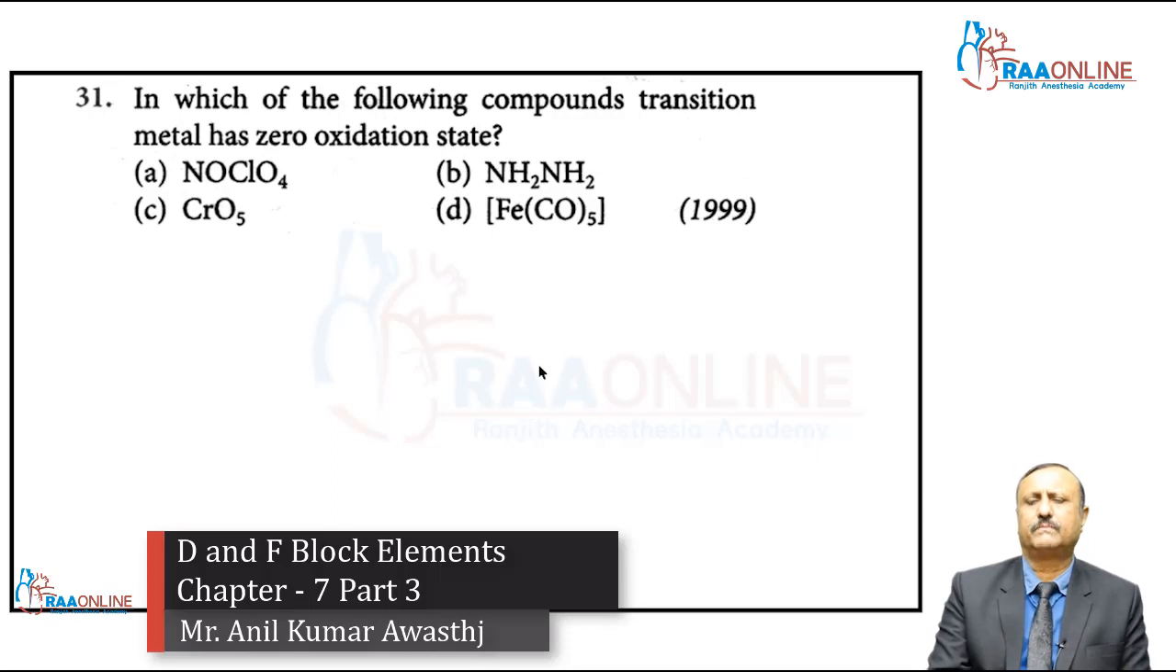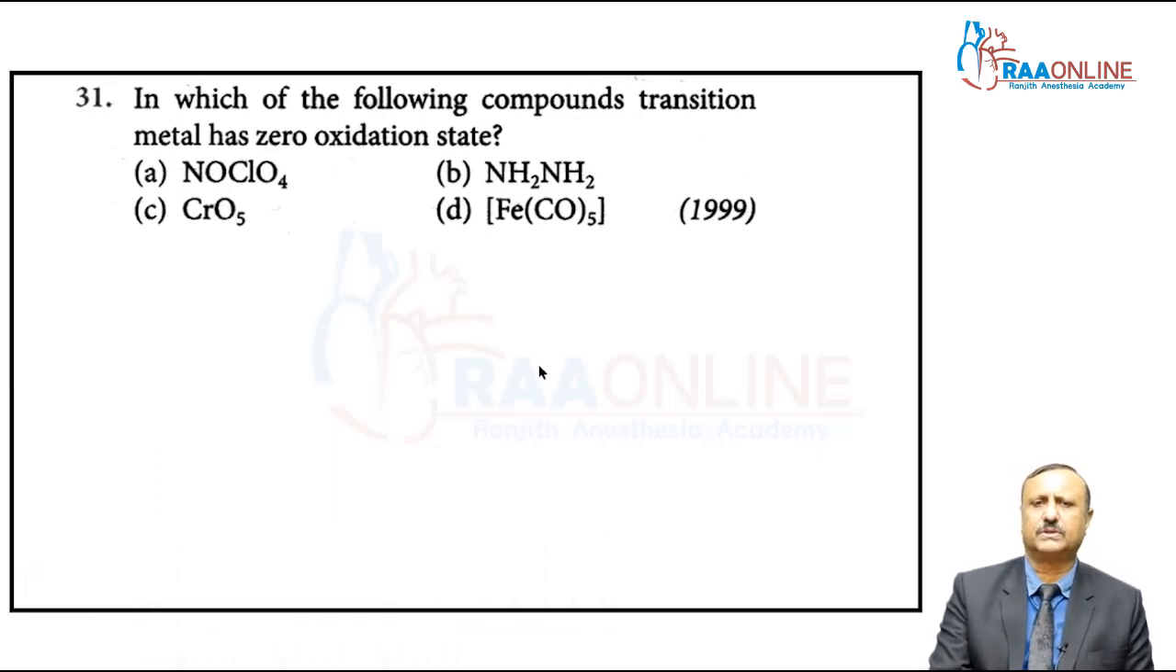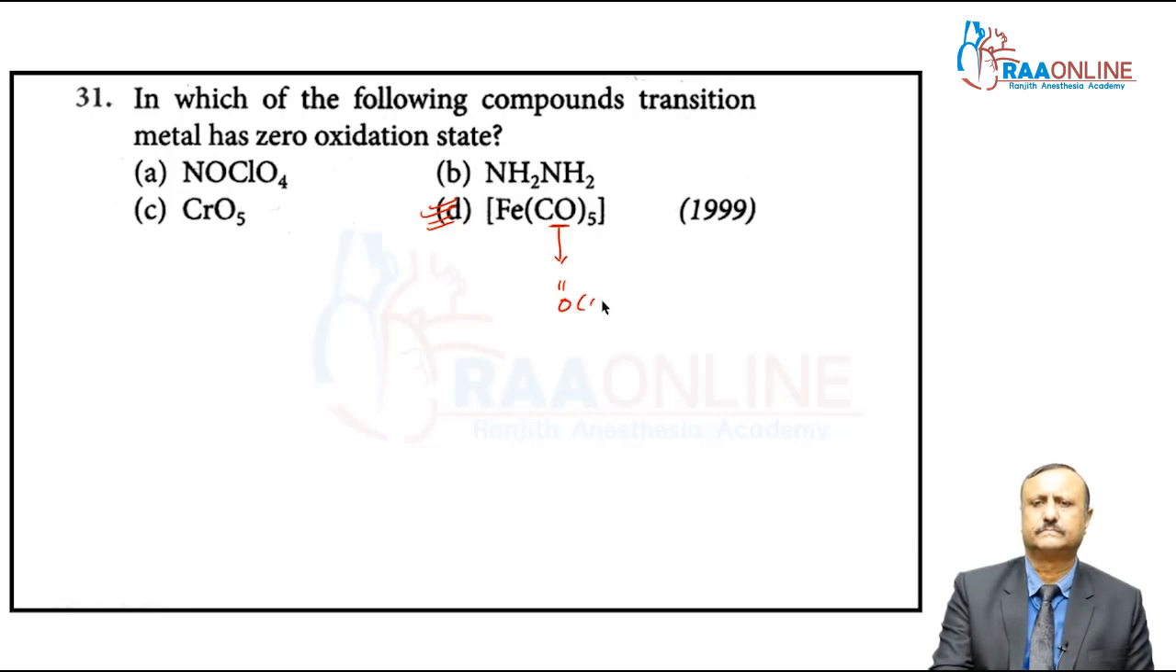Question 31. In which of the following compounds does the transition metal have zero oxidation state? And obviously you can get the answer D, because in D carbon monoxide is a molecule, and this molecule has zero oxidation state. Here the oxidation state is 0. So my dear students, this option is D, because iron also has zero oxidation state. x plus 0 equals 0, so you can get x is equal to 0.